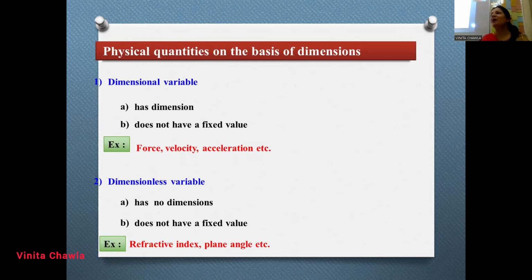Plane angle is also a dimensionless variable. Theta is equal to L by R. Plane angle theta is equal to L by R. Okay. So L by R, the dimension of L is L and that of R is also L. Okay, so L upon L, it is dimensionless. Refractive index is V1 by V2, C by V, right? C by V, so velocity by velocity. LT minus 1 upon LT minus 1, again we get no dimensions. Okay, so they are variable, but they do not have a fixed value and they are dimensionless variables. Should I move to the next slide?